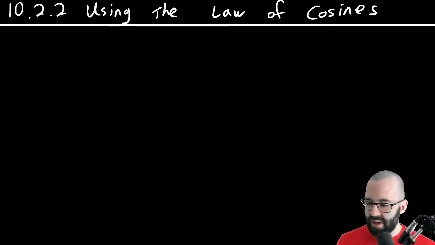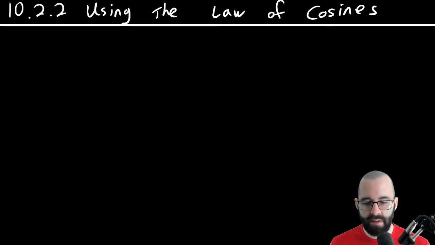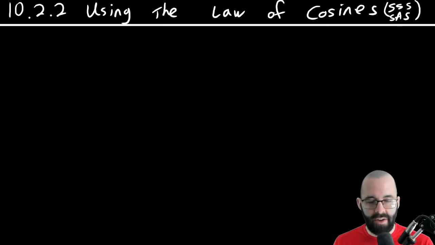All right, so the law of cosines is going to be used on two different kinds of triangles: triangles where we know all three sides, and triangles where we know two of the sides and the angle between them, SAS. So we're going to use this for SSS and SAS triangles, if you care about that. No SSA or ASS triangles. That's the law of sines. That's the ambiguous case. Let's do an example.